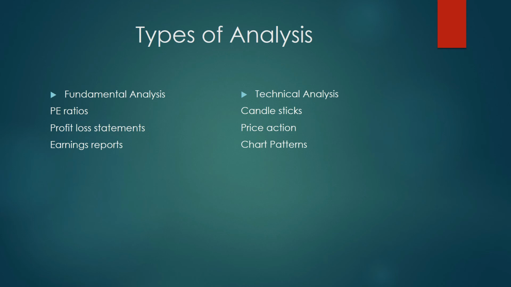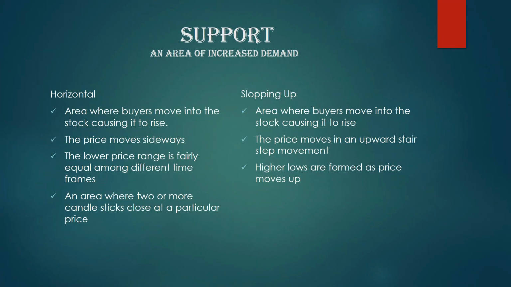Now there are two types of support. You've got horizontal support and you've got support that's sloping upwards. They mean the same thing, but the functionality is a little different. Horizontal support is basically support that goes across the same price area through different time frames, whereas support that's sloping upward is where price moves in an upward stair-step momentum type fashion.